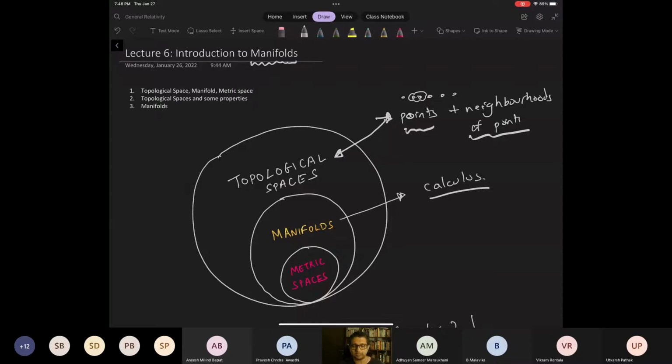Okay, or calculating an integral, which is the action, right, which is what is the total path that I travel from A to B, given that I know infinitesimal paths. Okay, so how to do integration, differentiation, okay, on a space.